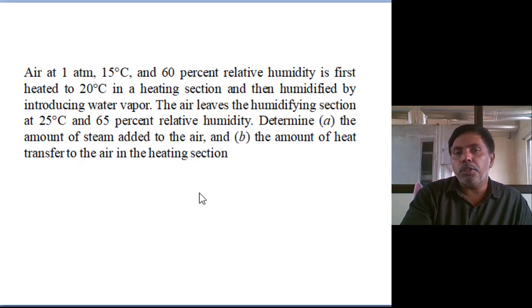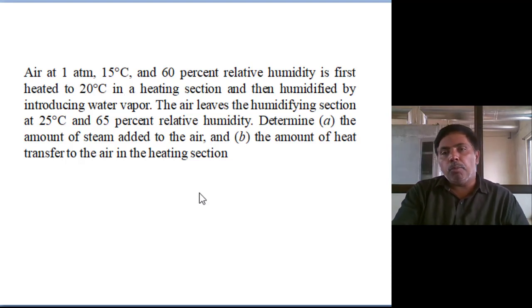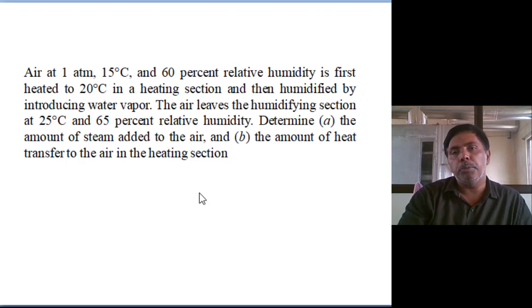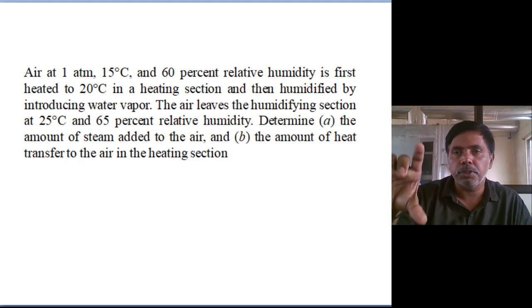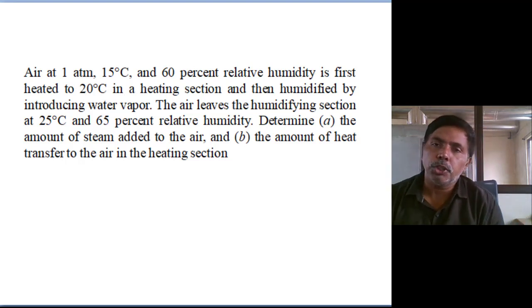Next, what we want to determine. First, the amount of steam added. In the humidification process, we know the initial condition and the final condition, so it is only the difference of moisture. The y-axis contains the moisture, the mass in kg of water vapor per kg of dry air. So simply we mark the two points, and it is the difference of moisture content only.